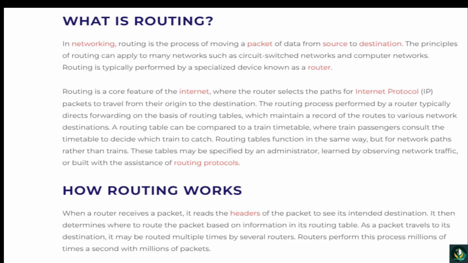How does routing actually work? When a router receives a packet, it reads the headers of the packet to see its intended destination. It then determines where to route the packet based on information in its routing table. As a packet travels to its destination, it may be routed multiple times by several routers. Routers perform this many times a second with millions of packets.